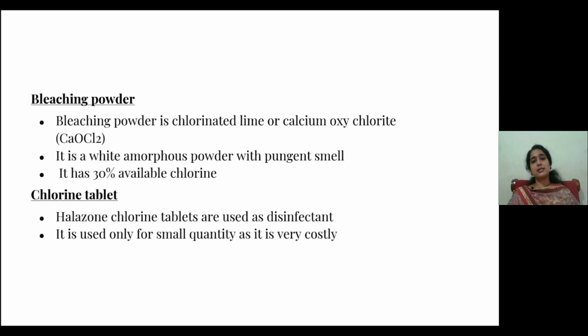In most of the cases, the available chlorine in the bleaching powder will be less than 15%, and this will decrease the disinfection action of the bleaching powder. If we are adding 30 gram or 50 gram into the water supply or our well, then the chlorine released, that is the disinfection action, will be very less, and the expected disinfection will not take place in the water. Then next is the chlorine tablet.